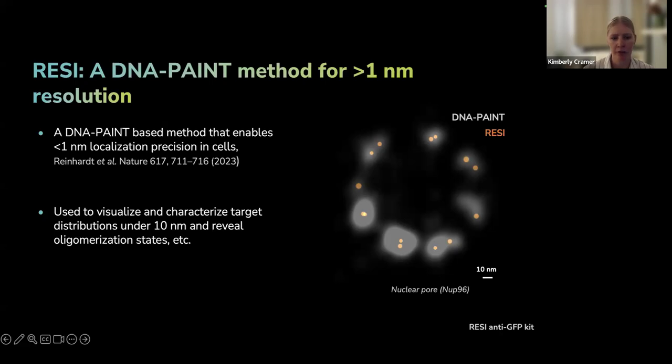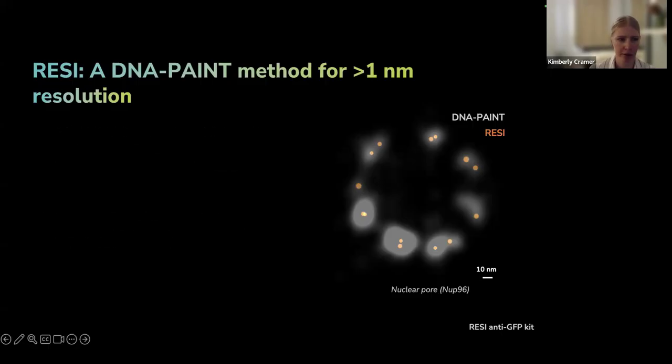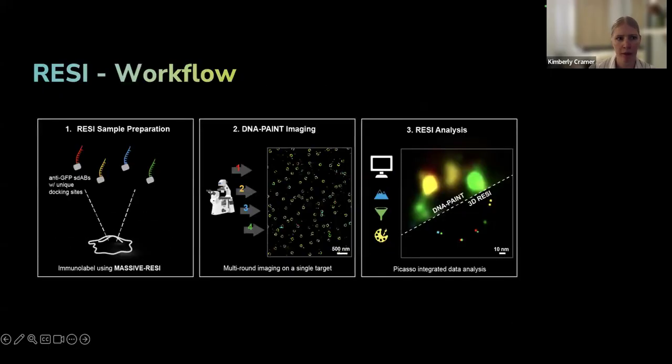But if you really want to look at single proteins in these clustered environments, you would need to do RESI to look at oligomerization states, etc. So here on the right, we have a nuclear pore, and in white you see the DNA paint imaging, and in orange you see the RESI. And you can appreciate that in a case where in DNA paint you would just see one circle or one protein, quote unquote, RESI actually reveals it's 2 different proteins because of this higher resolution.